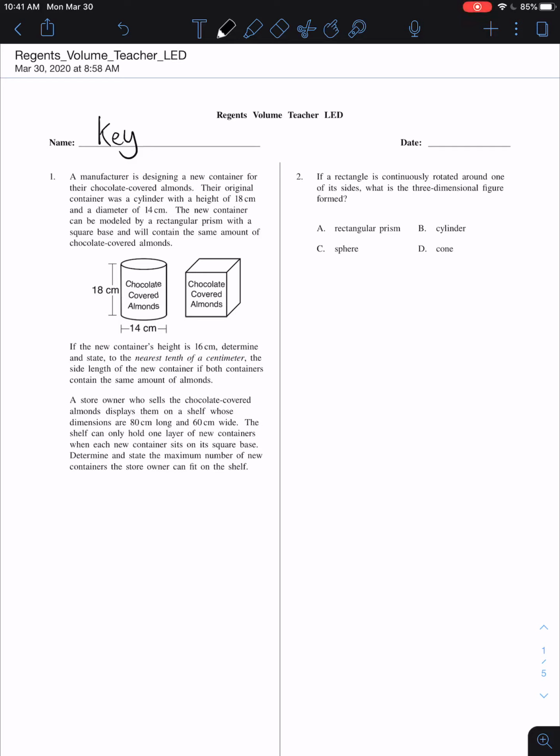Today we're just going to go through some different Regents volume problems just to see how they work, and we're also going to see how we can take a 2D shape and rotate it and create a three-dimensional shape. So that's what we're going to be looking at today.